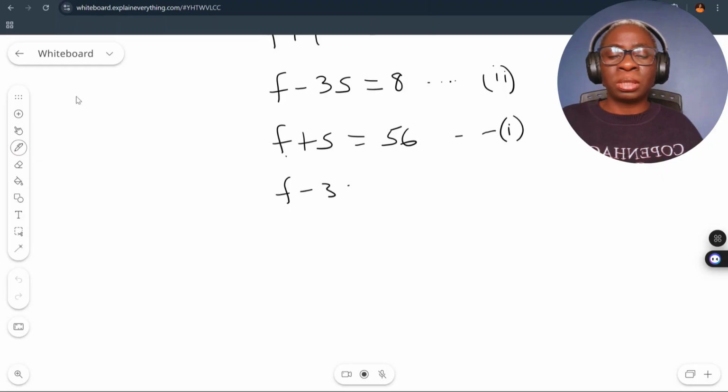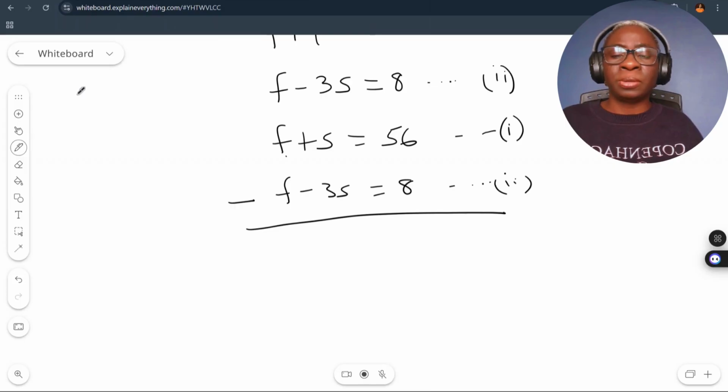F minus 3S is equal to 8. This is equation 2. So now let's subtract. F minus F will be 0. S minus 3S, minus times minus. Negative times negative is positive. So S plus 3S will be 4S. And then 56 minus 8 will be 48. So we divide both sides by 4. That means S will be equal to 12.